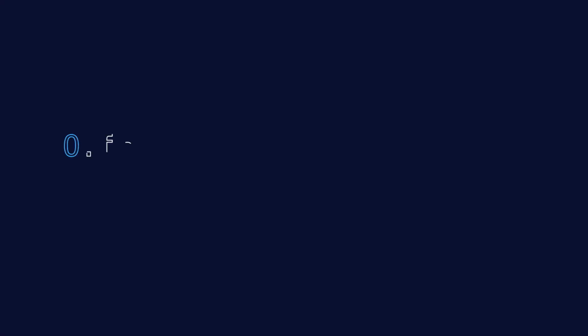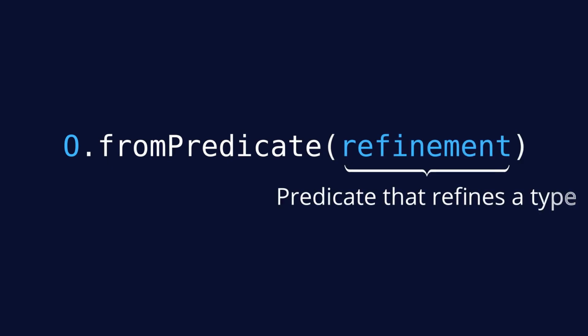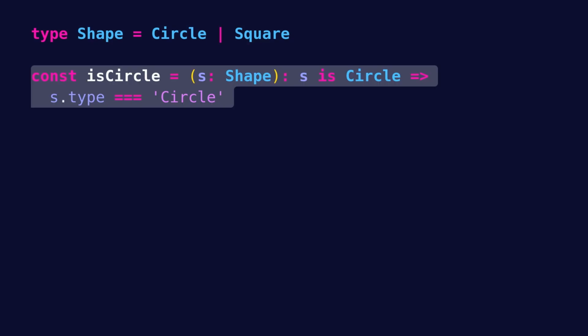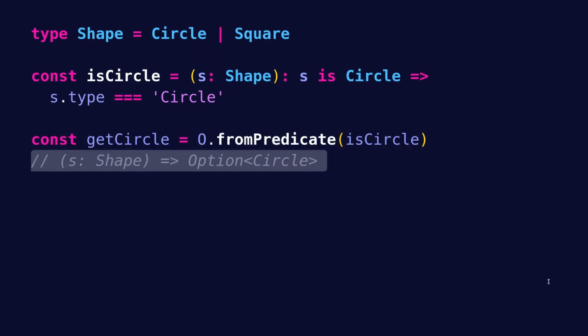We can also call option from predicate with a refinement, which is a predicate that refines a type. For example, let's say that we have a shape type, which is a union of circle and square, and we have a refinement isCircle from shape to circle. In that case, we can define getCircle as a result of calling option from predicate with isCircle. getCircle is now a function that takes a shape and returns an option circle.